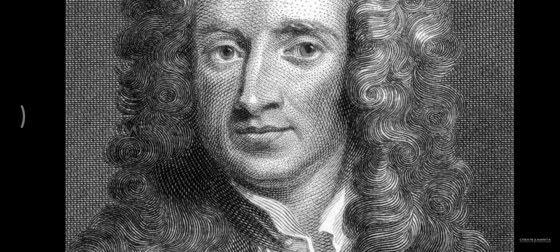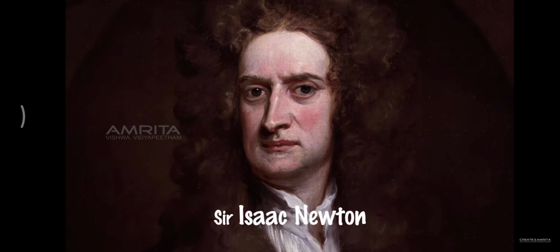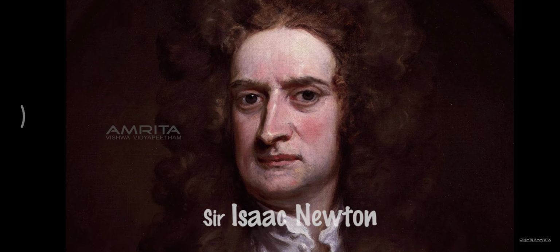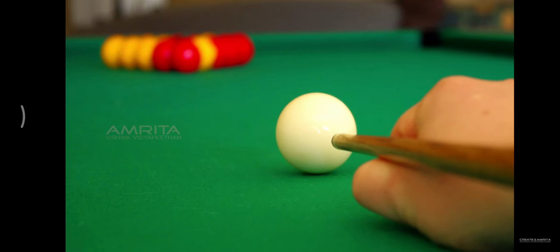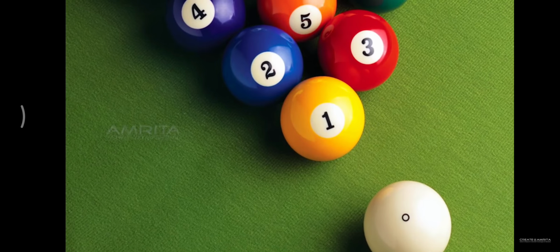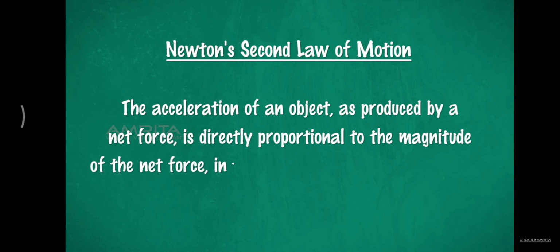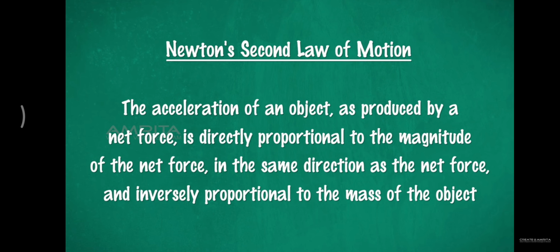Newton's second law of motion is one of the three laws of motion published by Sir Isaac Newton in 1687. The law explains the interaction of forces and objects and the way in which the motion of an object is affected by force. Newton's second law of motion can be formally stated as: the acceleration of an object as produced by a net force is directly proportional to the magnitude of the net force, in the same direction as the net force, and inversely proportional to the mass of the object.